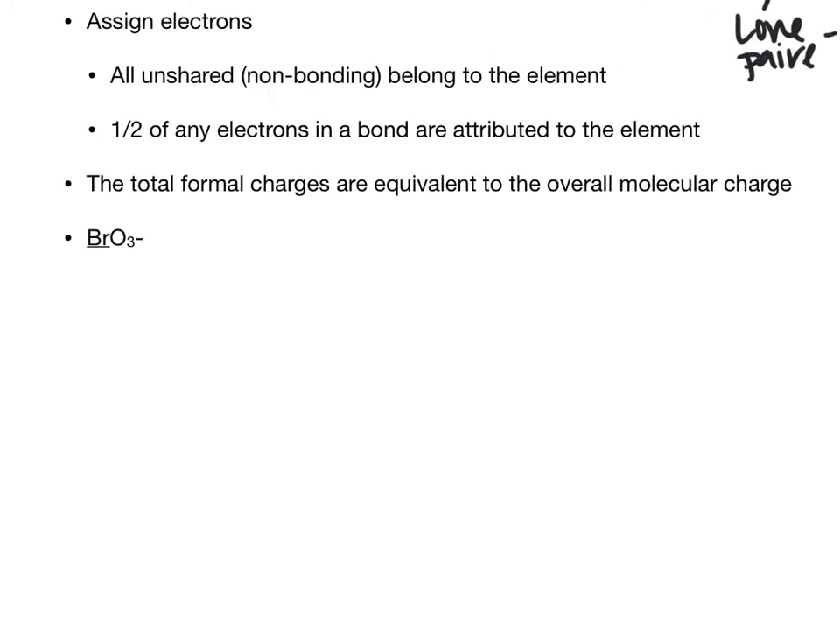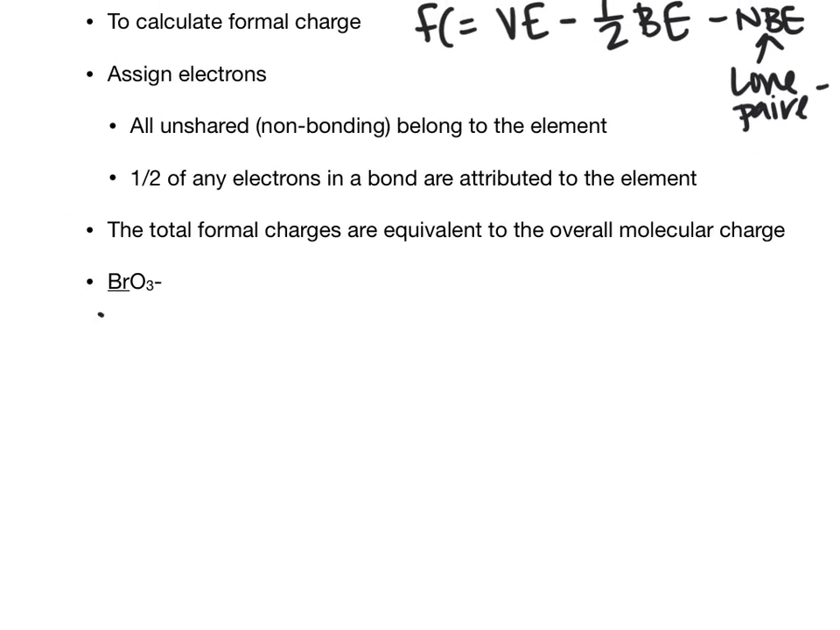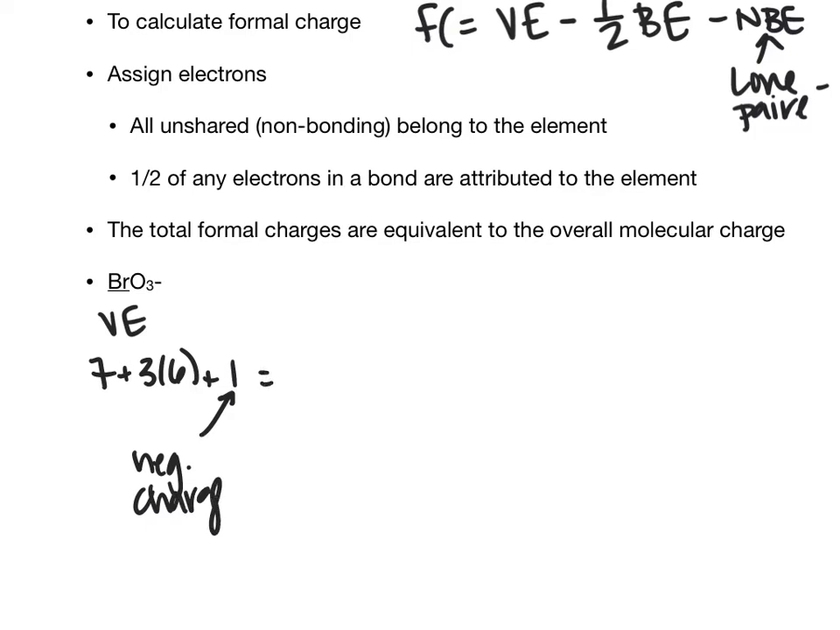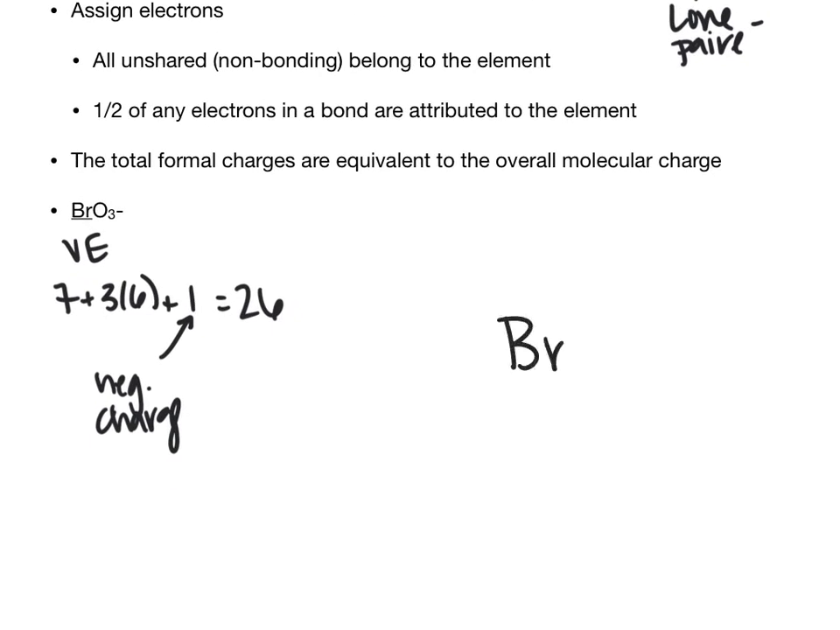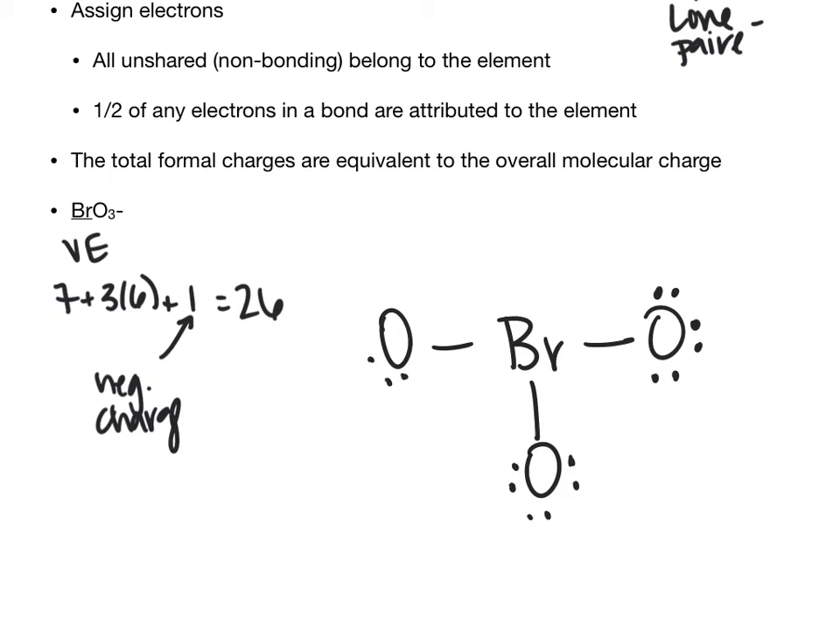So let's look at BrO3-. The valence electrons here are going to be 7 plus 3 times 6 for oxygen plus 1, which is for our negative charge. So that gives us a total of 26. Now we're going to put bromine in the center, connect it with our oxygens, and go ahead and use up our extra electrons. At this point, we have used all of our electrons.